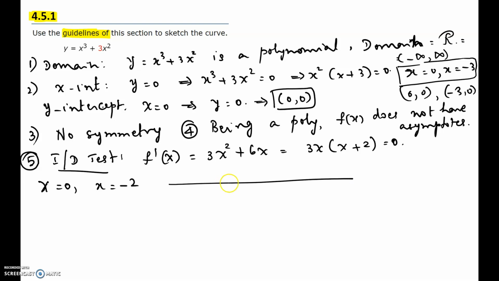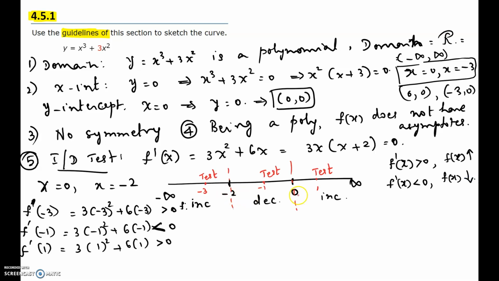So on the number line, if you place negative 2 and 0 and take test points in these three intervals, we can find out where the graph is increasing or where the graph is decreasing. If f prime x is positive, then the graph is increasing. If f prime x is negative, then the graph would be decreasing.